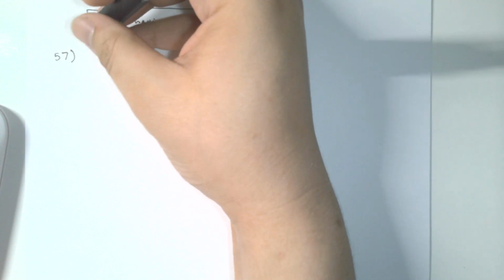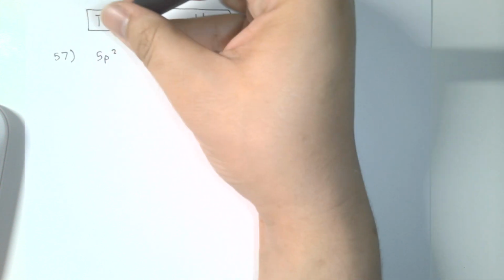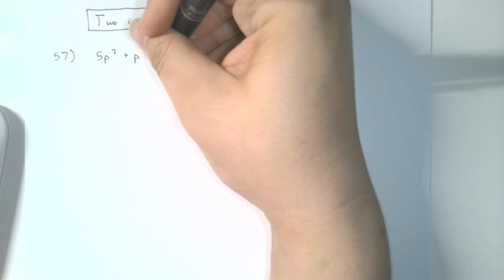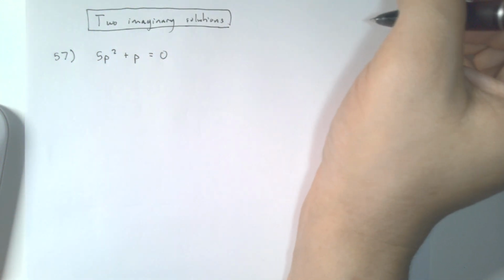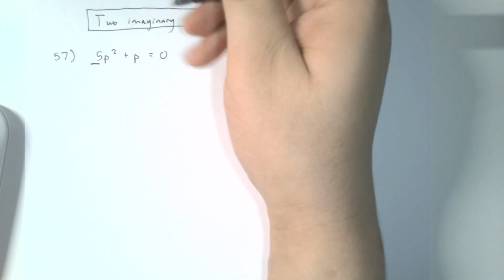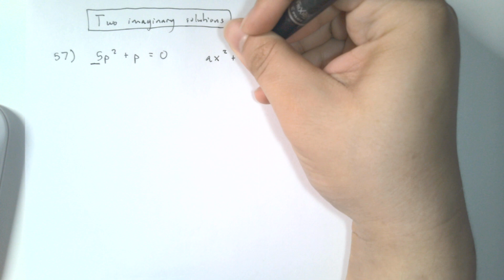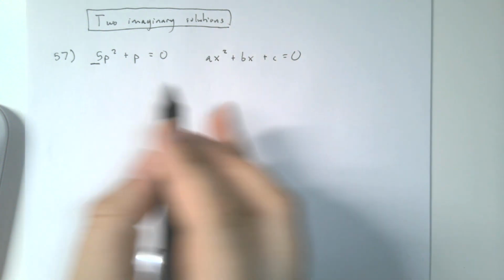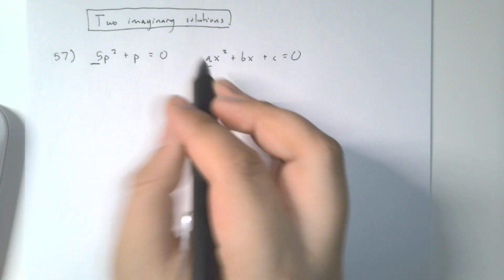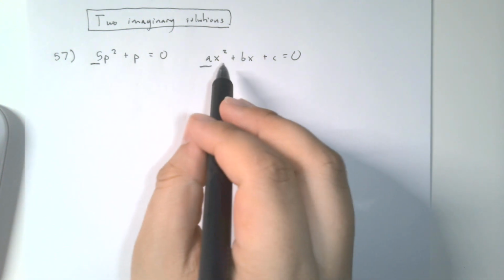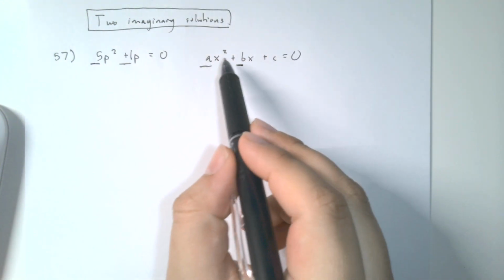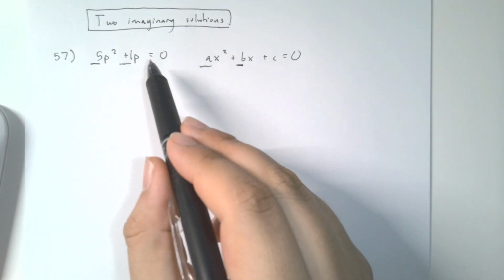Let's look at number 57. Number 57, we have 5p squared plus p is equal to 0. So, this is already in standard form. However, notice that if I write out standard form real quick, this 5 here corresponds to our a, because it's our variable squared right here. Our linear term, we have an implicit 1 right there, but we're missing a plus c, so our constant term.